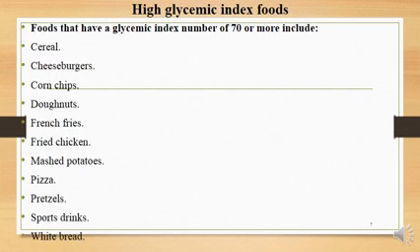We have high glycemic index foods. Foods that have a glycemic index number of 70 or more include cereals, cheeseburgers, corn chips, donuts, french fries, fried chicken, mashed potatoes, pizza, pretzels, sport drinks, and white bread. These are foods that contain high glycemic index, with number 70 or more.